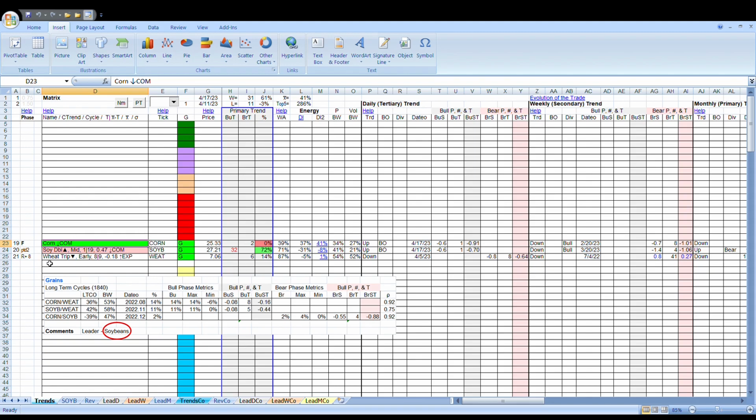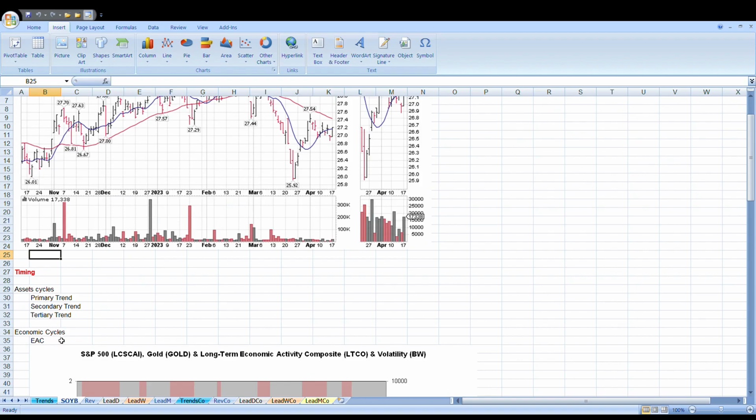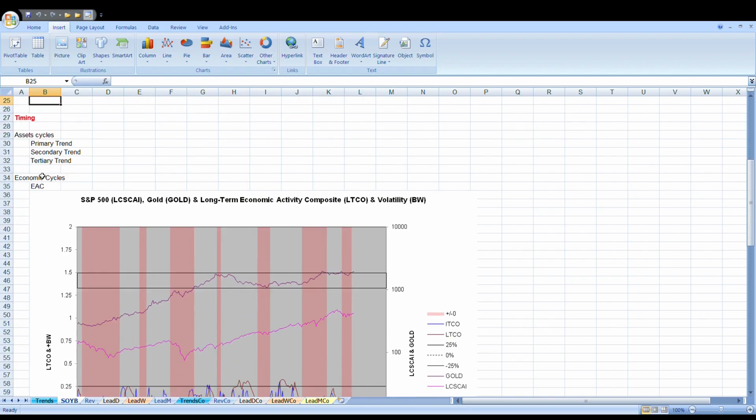The wheat is more organized. It's been down for 6 months and 14%, but it's more organized because the 3 time frames have been organized longer. But again, there is more going on than just the tertiary, secondary, and primary trends inside the assets and the energy builds and all that. There's also economic cycles, the daily timing cycles, but then there's the broader economic cycles.